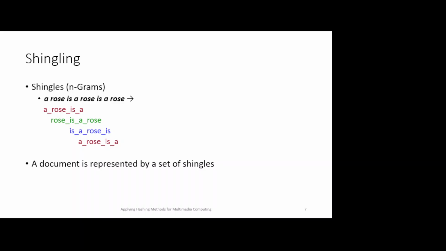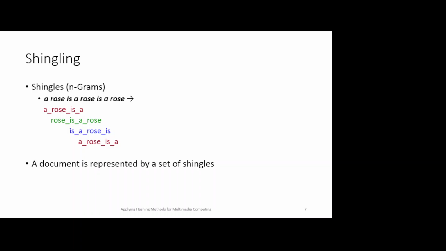So we can continue to check all the shingles. Here we can see there are some shingles that are the same. You see, a rose is a, and this one is also a rose is a. So they are the same shingle. But we don't mind the frequency, because shingling is just a bag-of-words model. We just count how many different shingles appear, but we don't count how many times each appears.